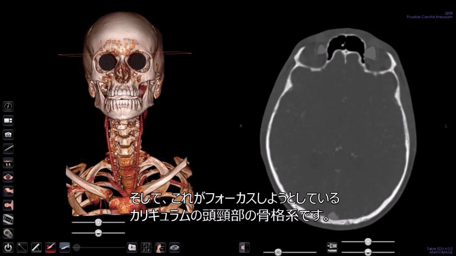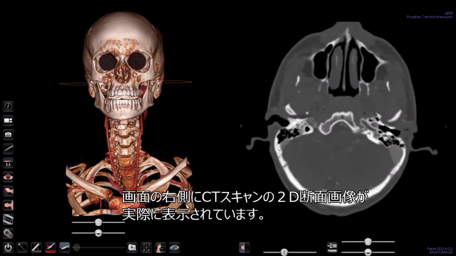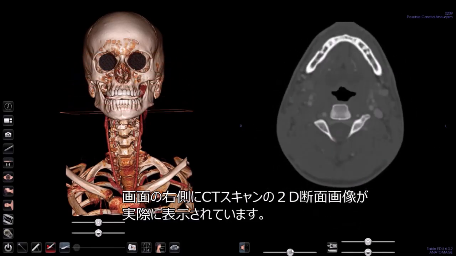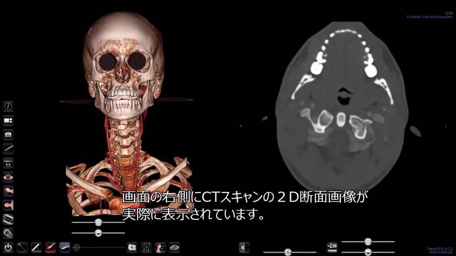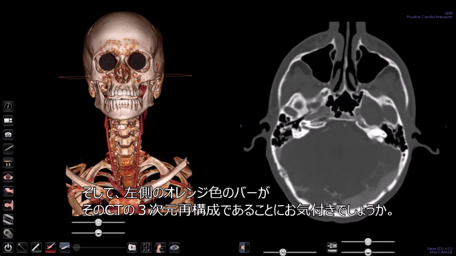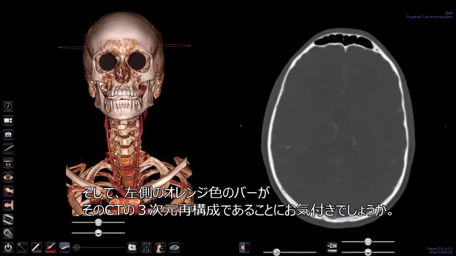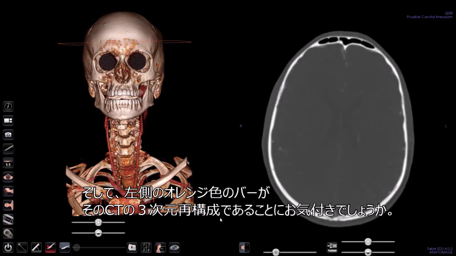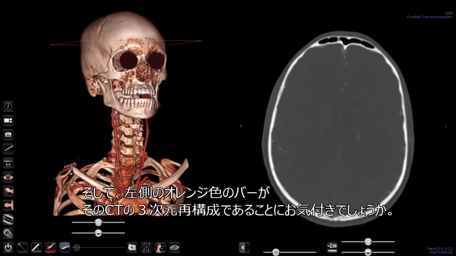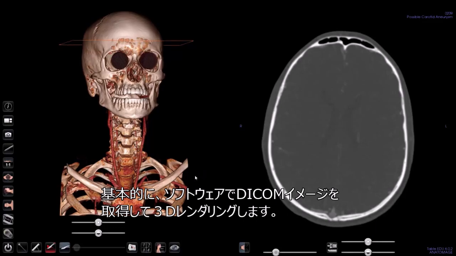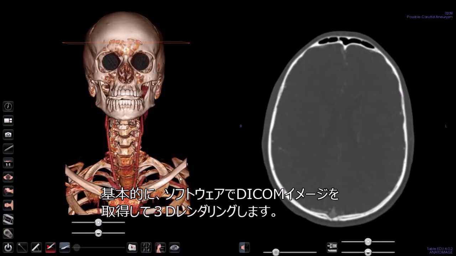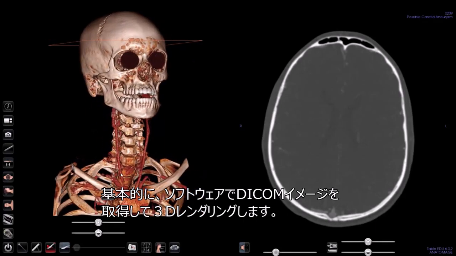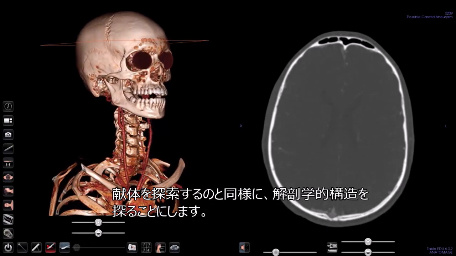One, you'll notice on the right side of the screen, we can actually see 2D cross-sectional images from the CT scan. And you'll notice the orange bar on the left side is the 3D reconstruction of that CT. Essentially, our software will take the DICOM image and render it in 3D so that we're able to dissect it and we're able to go explore the anatomy similar to how we can explore the cadavers.